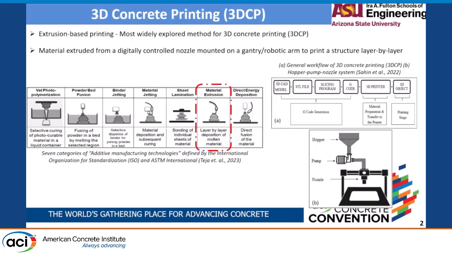So 3D printed concrete, as we all know here, is a form of additive manufacturing technology, and according to the International Organization for Standardization, there are 7 different types of additive manufacturing technologies, out of which material extrusion is the one that is most commonly used in 3D printed concrete. The usual process in extrusion-based 3D concrete printing is we generate a G code, which is fed into a 3D printer, and then material is put into the hopper, and through the pump, the material is pumped through a nozzle, and according to the G code coordinates, we get a 3D printed object.